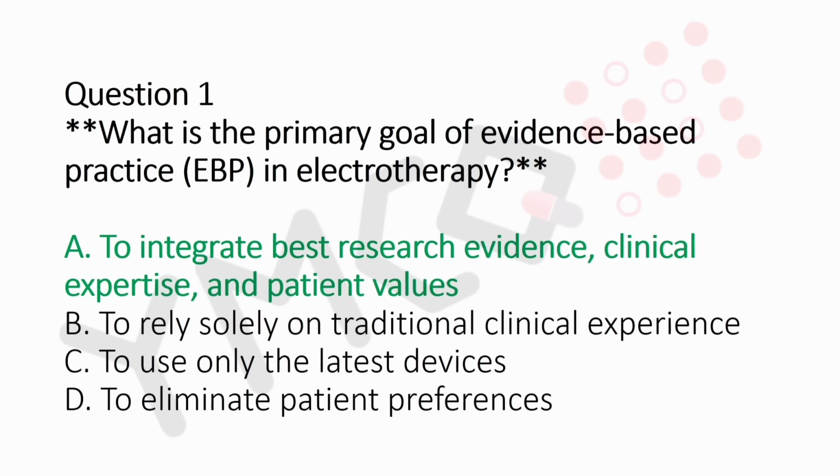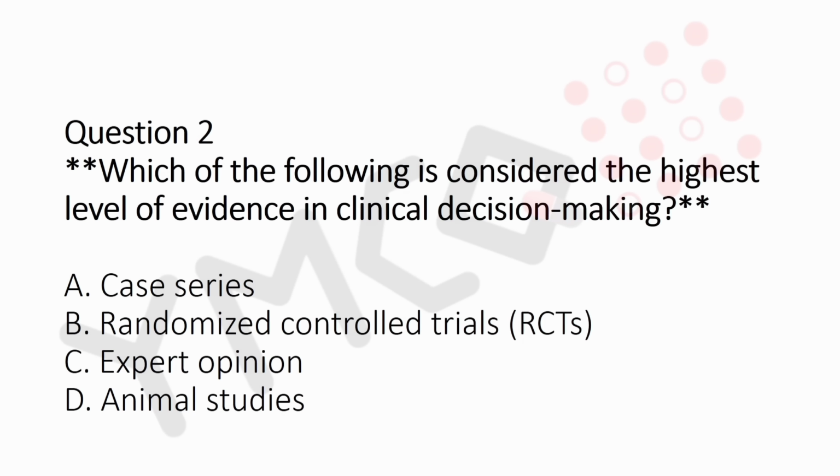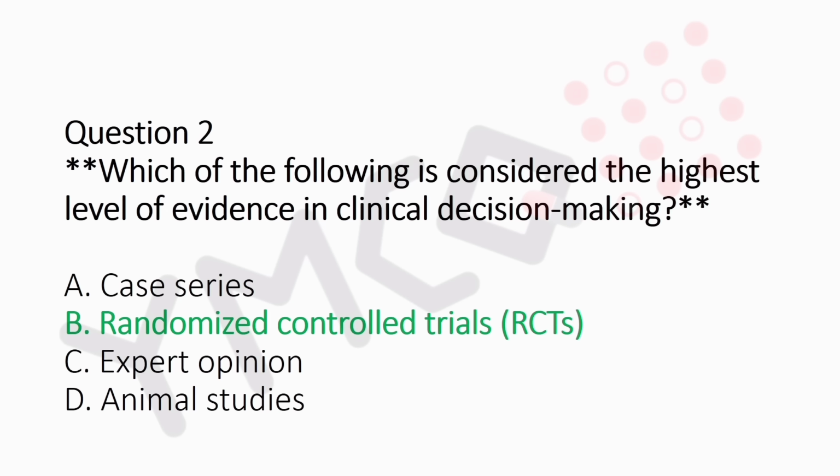Now let's move to question number 2. Which of the following is considered the highest level of evidence in clinical decision making? Option A, case series. Option B, randomized controlled trials. Option C, expert opinions. Option D, animal series. And the answer is option B, randomized controlled trials.